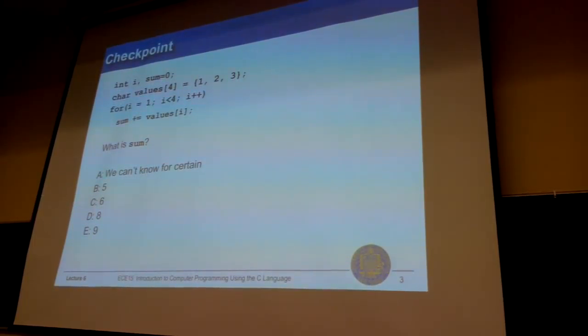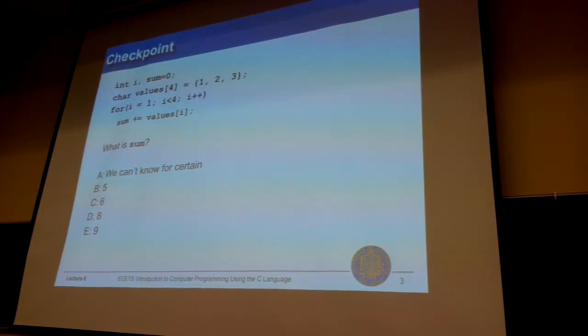So that's how you get 5. I'm still confused why you skip over the 1. So indexing for arrays always starts at 0. So the first element is index 0. The last element is n minus 1, where n is the size of the array. So the last index into this array is going to be 3.